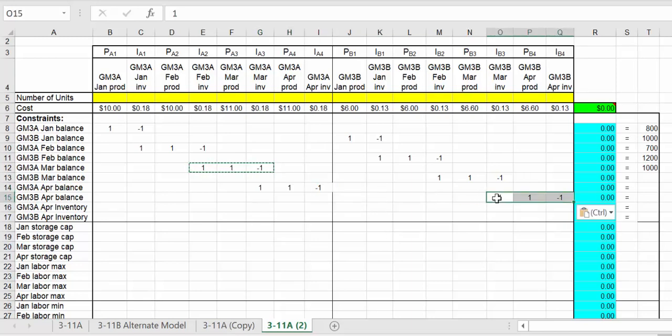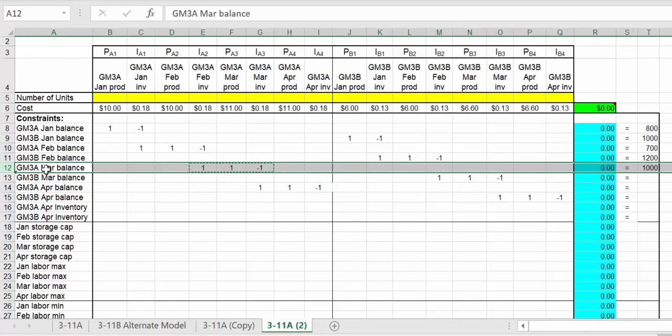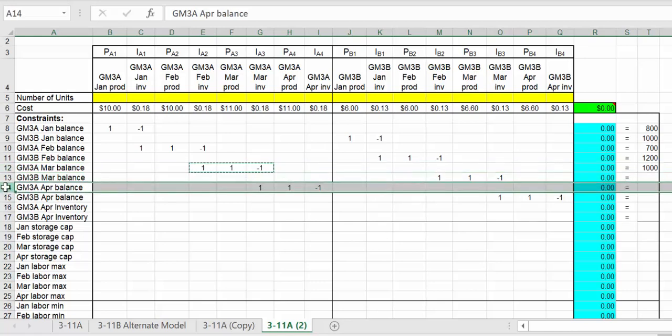Then we have April, and then we could just check. We have March for motor A: February's inventory, what we have left, plus what we produced in March, and that's available for selling to our customer. And then the last one would be April. So here's April for motor A, and the ending inventory for March and April production is what we have available to ship to our customer.